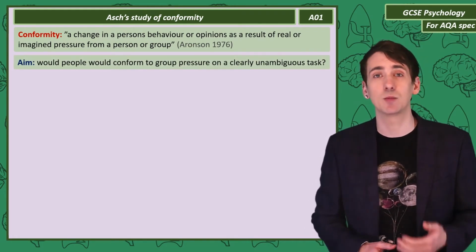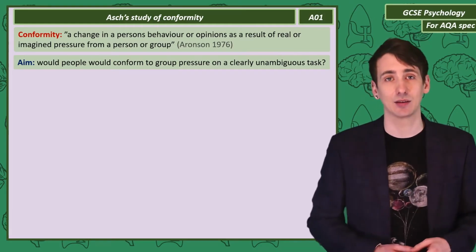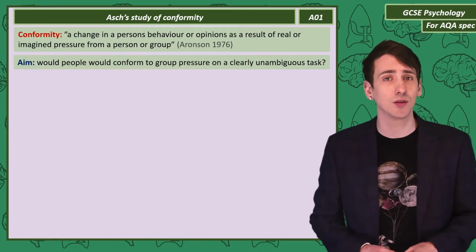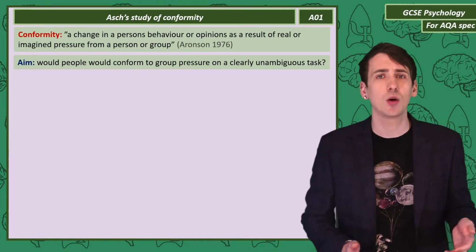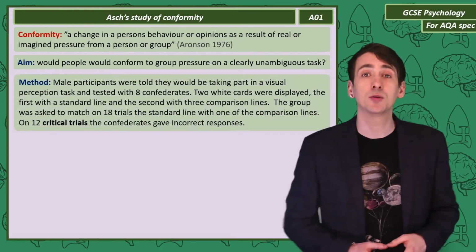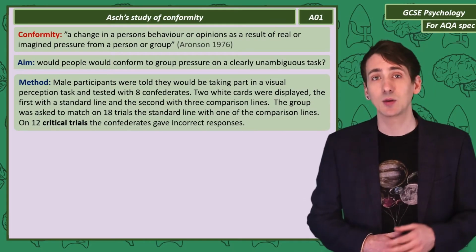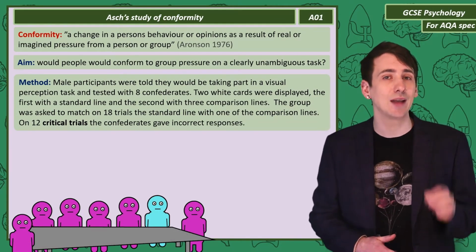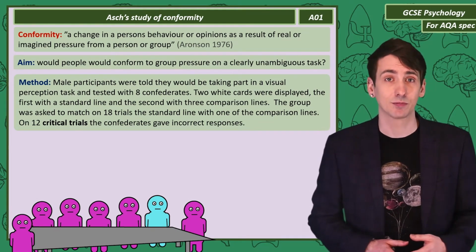He wanted to see if people would conform to a group on an unambiguous task, meaning if everybody else in the group was clearly wrong in their response, would the participant give the correct answer or just go along with the incorrect response? Male participants were told they were taking part in a visual perception task. They were tested alongside Confederates. Now, Confederates are people who pretend to be other participants, but are actually just part of the experiment.